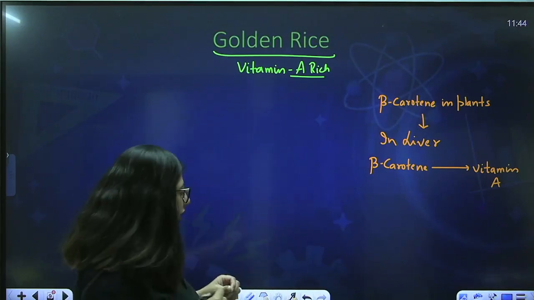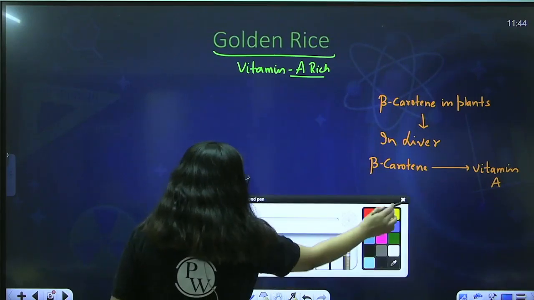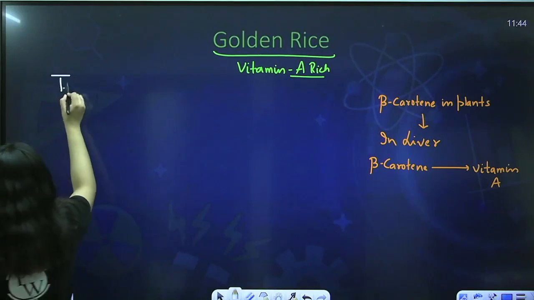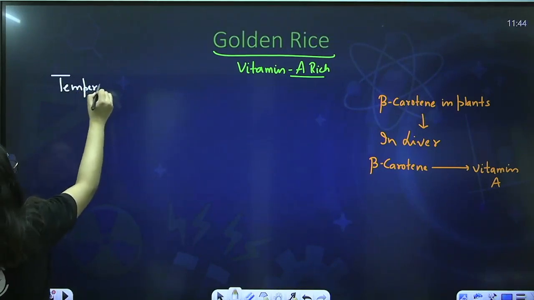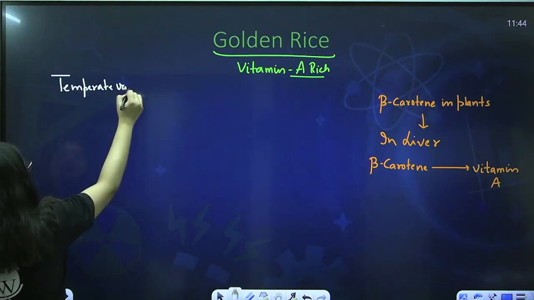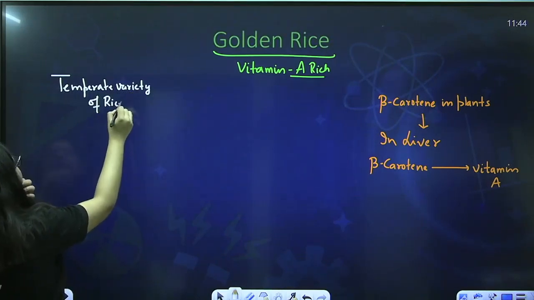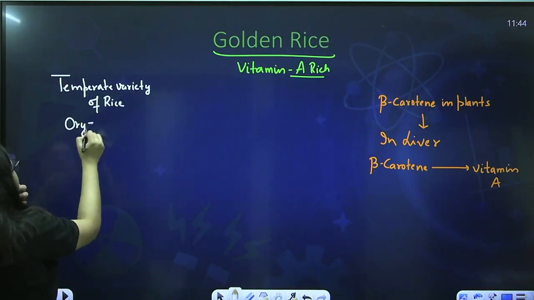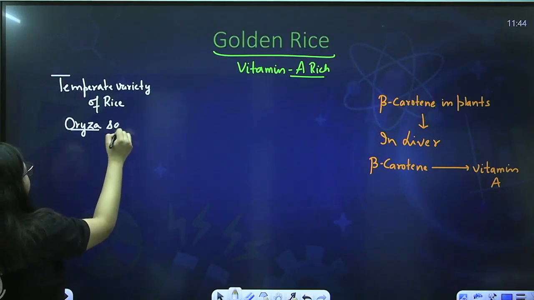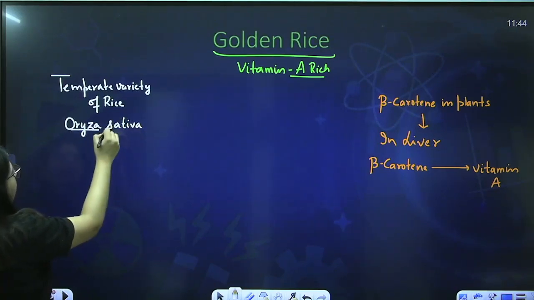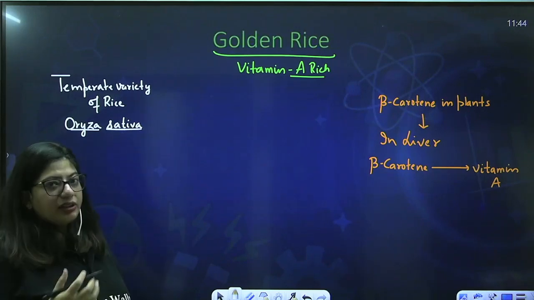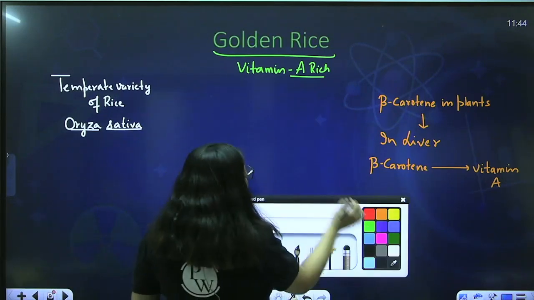So what we did, we took a temperate variety of rice. And the name of that variety is Oryza sativa. So that's a rice. And we had another plant. The name of that plant is daffodil.